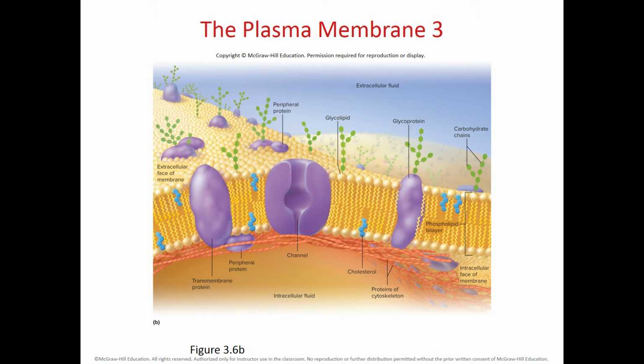Now, underneath the intracellular face of the plasma membrane, you have a support made by proteins of the cytoskeleton, like a fibrous protein called actin. So you have extra support just beneath the intracellular face of the plasma membrane. As you can see here, this is the intracellular fluid. So this is the internal part of the cell, and this is the outside of the cell.